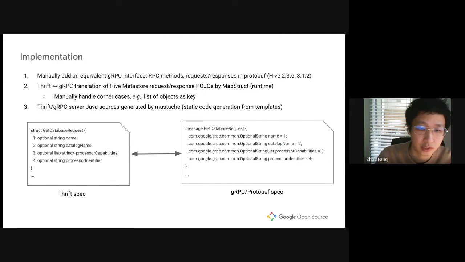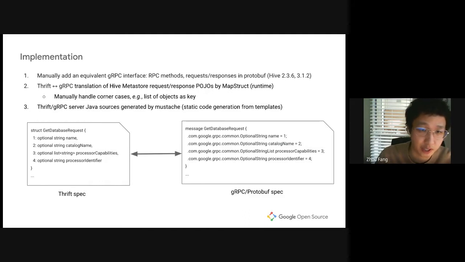Here is how we implement the proxy. There are three steps. On the left side, you can see the Thrift spec of the struct. On the right side is the equivalent gRPC struct. The first step is that we manually add an equivalent gRPC interface. We define every RPC method. There are over hundreds of those methods, as well as their requests and responses in protobuf. We need to do it one time manually. But Hive Metastore has different versions, so we did it for each Hive Metastore version.